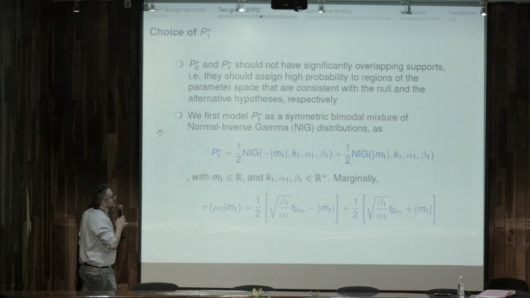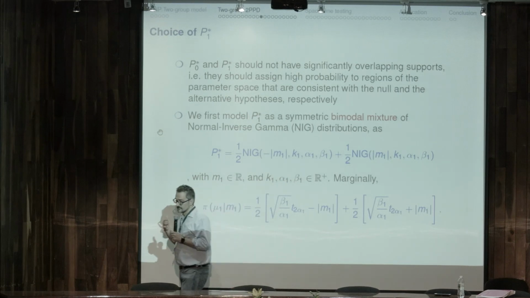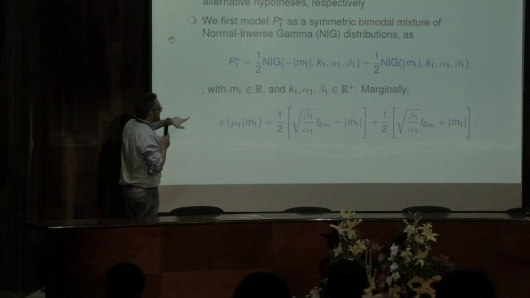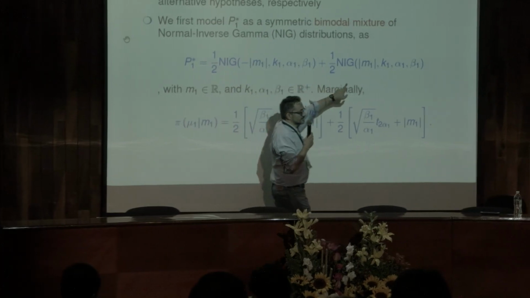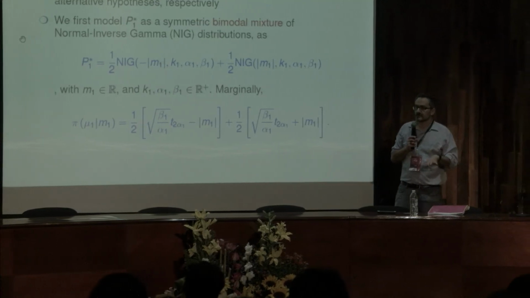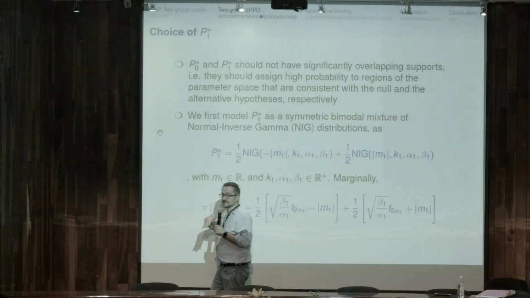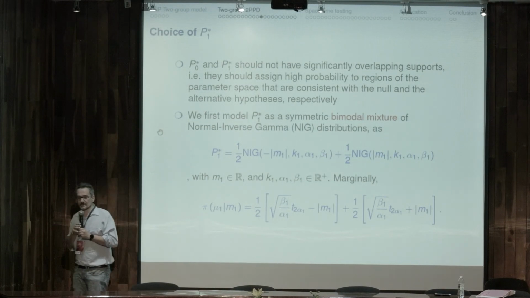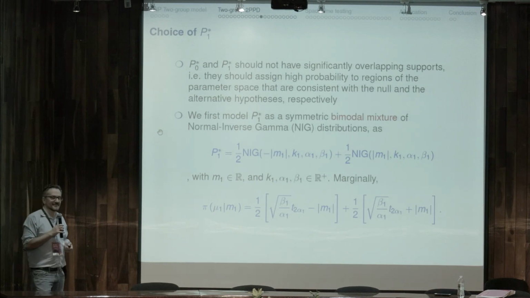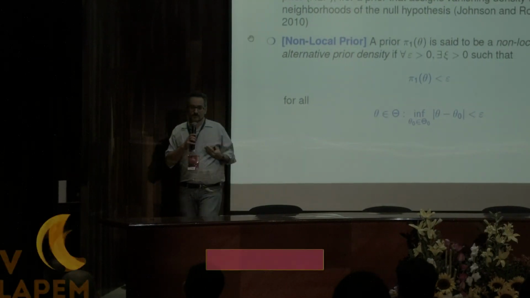And to do that, we can, on one hand, consider a bimodal mixture of normal inverse gamma distributions for the alternative. These mixtures are bimodal and will depend on a location parameter M1 here. So the importance of the location parameters in this type of mixture model is well recognized. In order to make sure that the mass of this bimodal mixture is going to be far away from 0, we also add an additional component, which is assuming that M1 comes from a non-local prior.